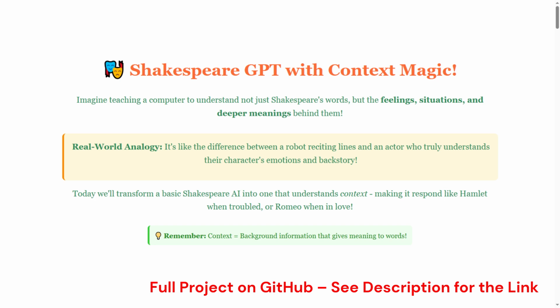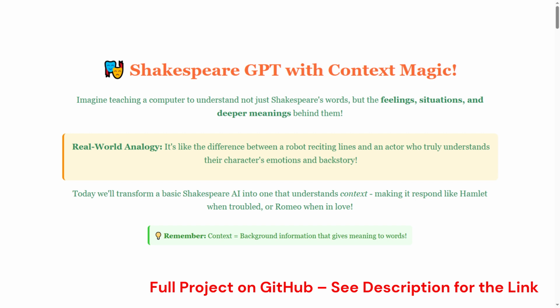Hey, future AI wizards. Today we're diving into something absolutely mind-blowing: teaching a computer to understand Shakespeare not just as words, but with real emotions and context. Imagine the difference between a robot reading lines versus a talented actor who truly gets their character's feelings. That's exactly what we're building today.